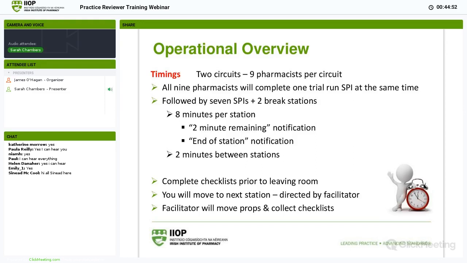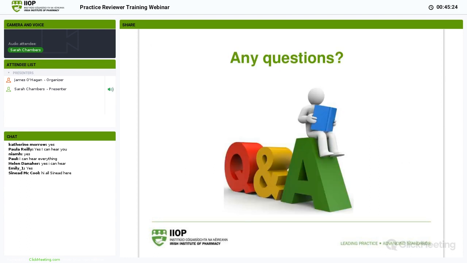The facilitator then will be able to guide you to the next station, so you don't need to worry about where you're going. The facilitator will also move the props and collect the checklist at that point. We would advise that you try and complete the checklist before you leave the room if possible, as it's nice to have a mental break before you go into the next person. And I know those 2 minutes can seem a little bit tight, but we haven't had any problems in the last practice reviews.